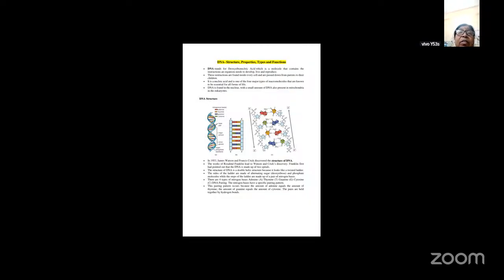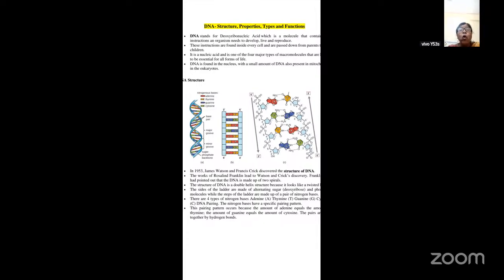Now, with this, we have come to the conclusion of the DNA structure. Coming to the DNA structure, again, we will brush up. You all know DNA, like RNA, is one of the nucleic acids. It is very important, and it is one of the major molecules essential for a cell, for all forms of life. It is found in the nucleus, with a small amount of DNA also present in the mitochondria.